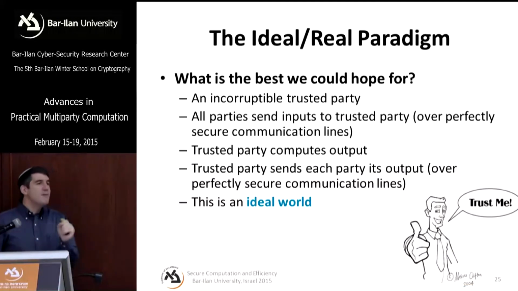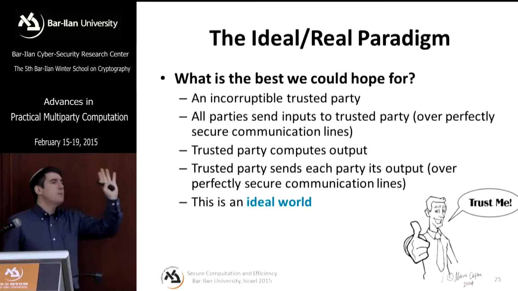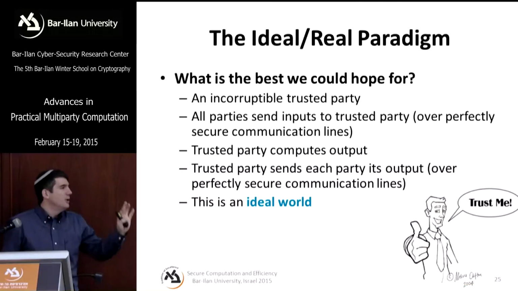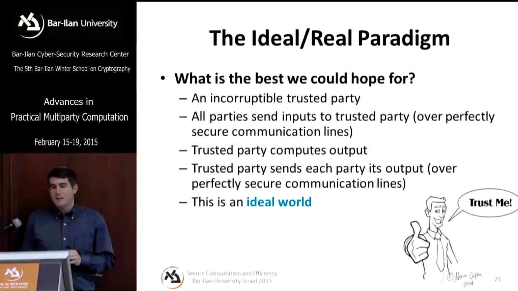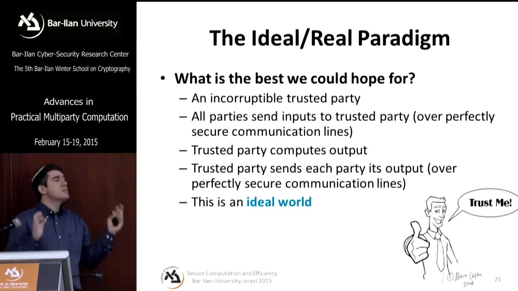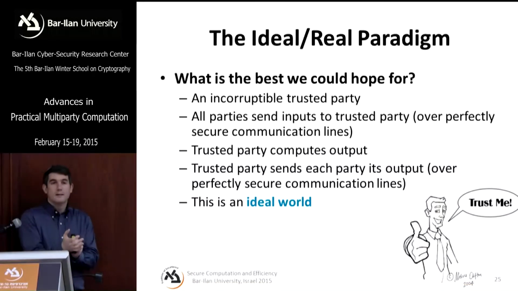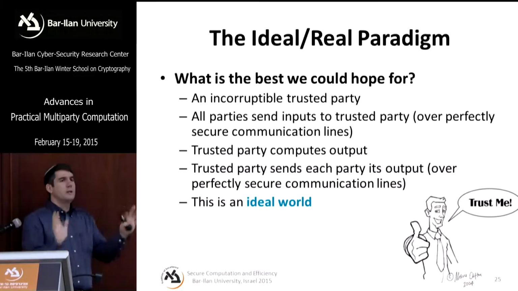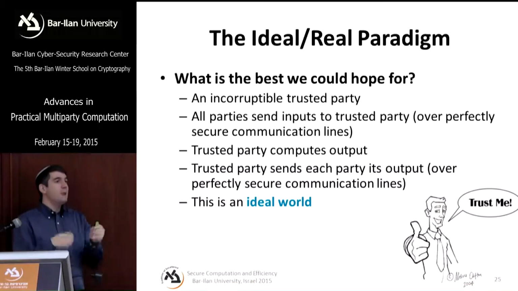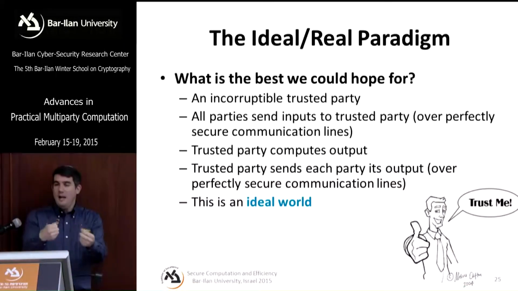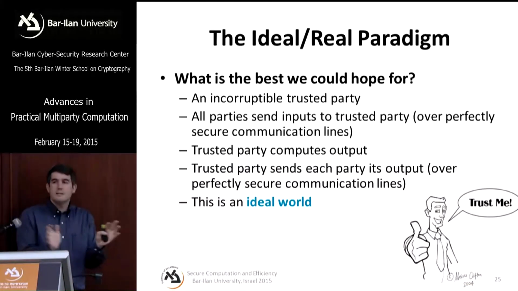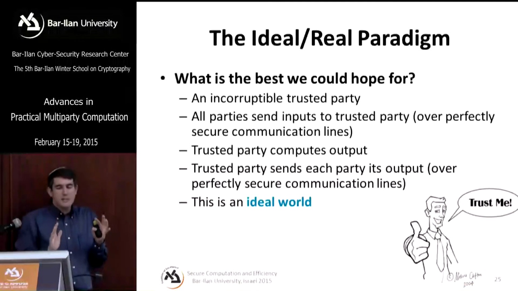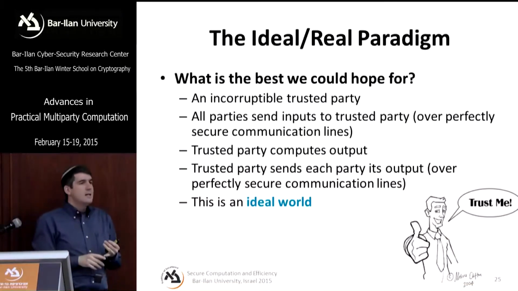But if we had someone that everybody trusted, an incorruptible trusted party that we know could never cheat, what we call an ideal world, because we're cynical cryptographers and we don't believe in trust, then what we could do is that everyone would just send their inputs to this trusted party via ideally secure communication lines. The trusted party would compute the function and send back the output to all the other parties. So this is great. This captures exactly what we want. It's an ideal world. Let's think of privacy.